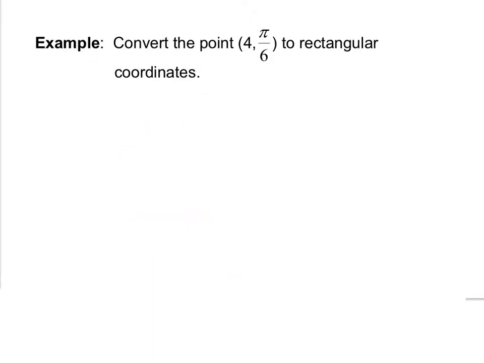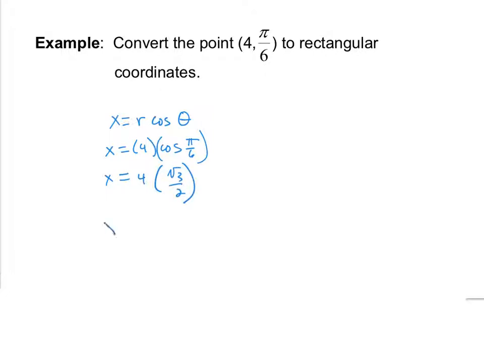If I have (4, pi over 6), I'm going to do the same thing. x equals r cosine theta. So I've got x equals r, which is 4, times the cosine of pi over 6. So x equals 4 times radical 3 over 2. So I end up with the 2 cancels in here, and I get 2 radical 3.